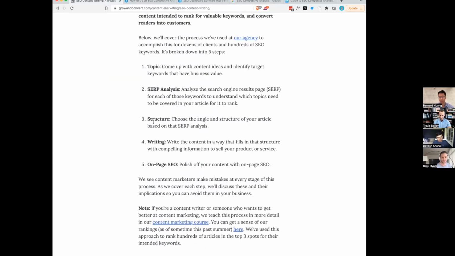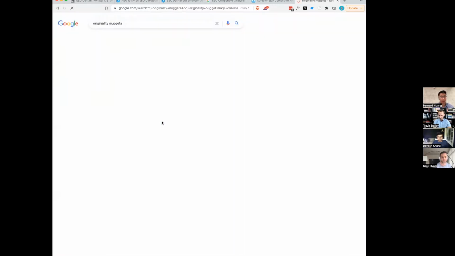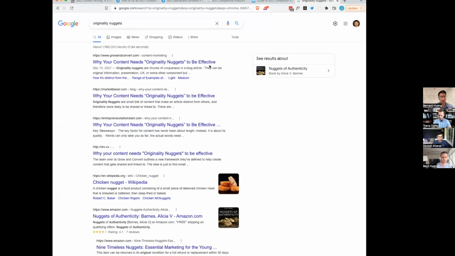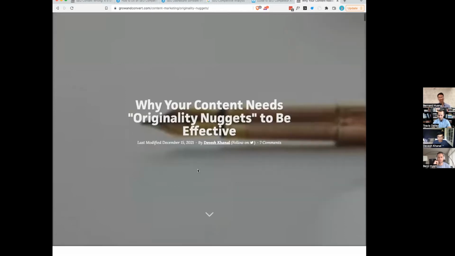Yeah, and we have a thing published a bajillion years ago, and it wasn't really meant to be an SEO thing. Oh, that's funny. Who's Market Blazer? That's also writing about originality nuggets. This was written a while back.